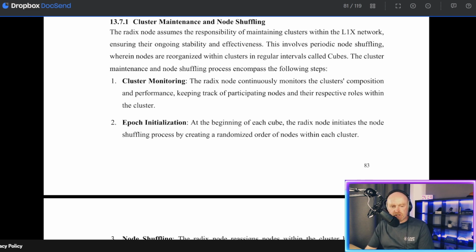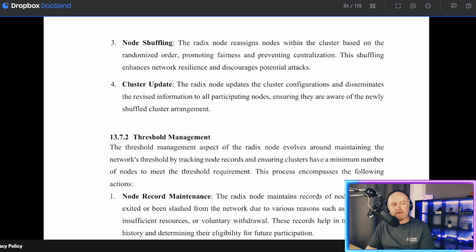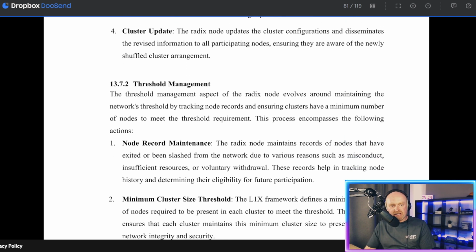Epoch initialization. At the beginning of each cube, the Radix node initiates the node shuffling process by creating a randomized order of nodes within each cluster. Number 3. Node shuffling. The Radix node reassigns nodes within the cluster based on the randomized order, promoting fairness and preventing centralization. This shuffling enhances network resilience and discourages potential attacks. Number 4. Cluster update. The Radix node updates the cluster configuration and disseminates the revised information to all participating nodes, ensuring they are aware of newly shuffled cluster arrangements.